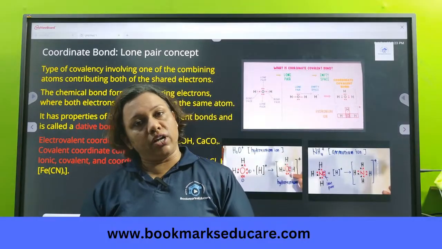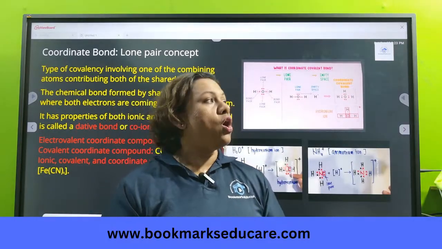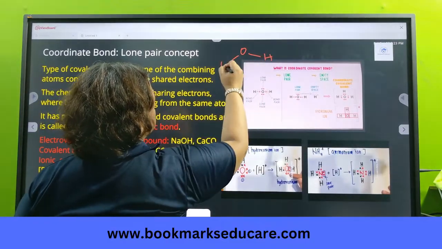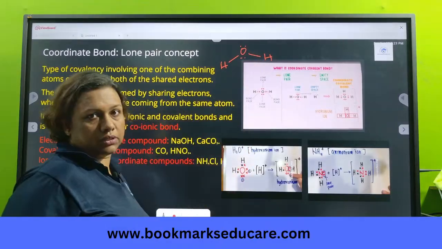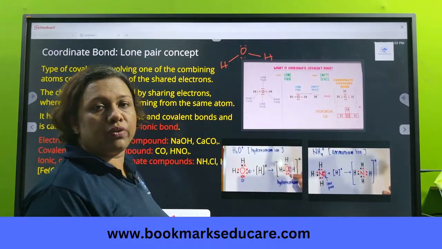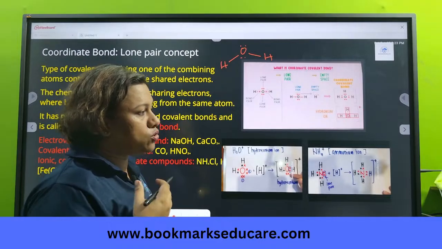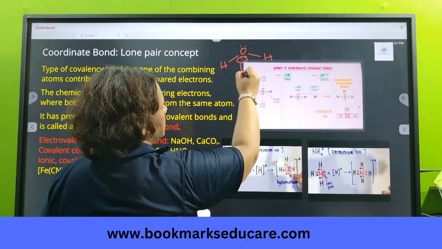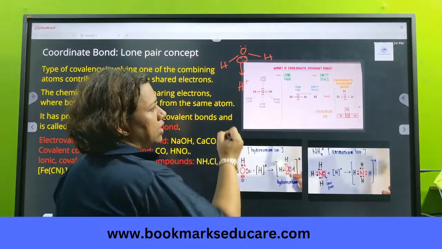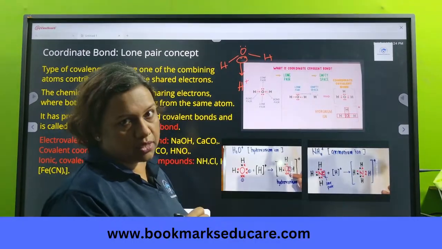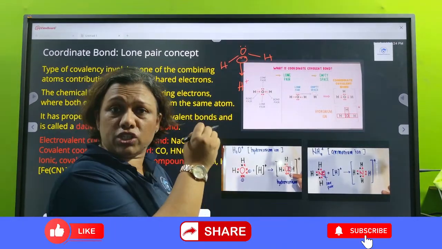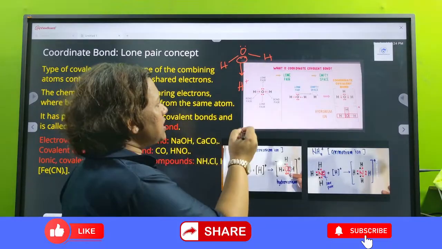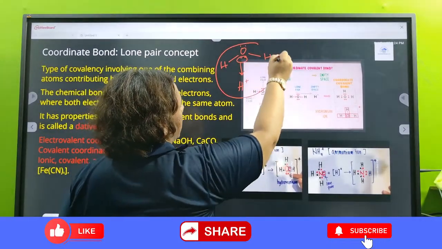H plus is electron deficient. Now in the water molecule, oxygen has two lone pairs of electrons. That means oxygen is electron rich. This lone pair of electrons has a tendency to donate to the electron deficient proton ion which comes from the acid. And this pair of electrons which is given by oxygen but shared by both oxygen and hydrogen, in this manner will form hydronium ion.